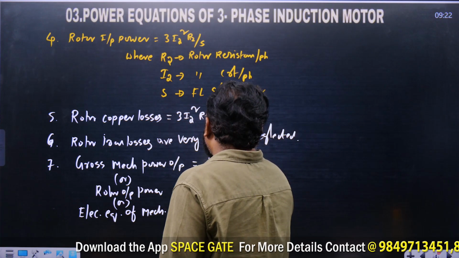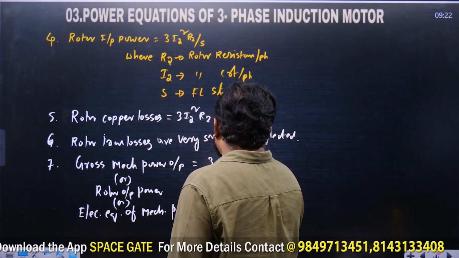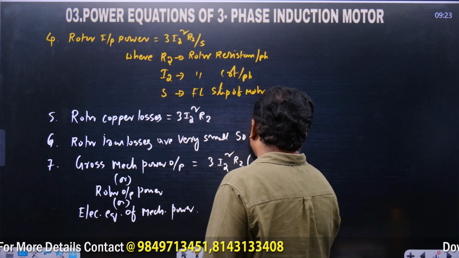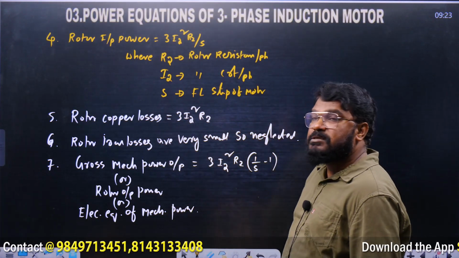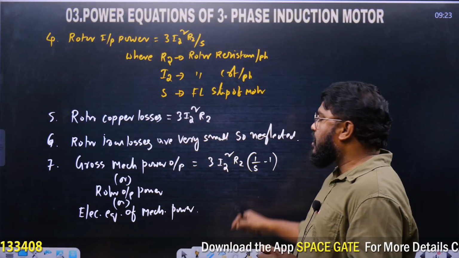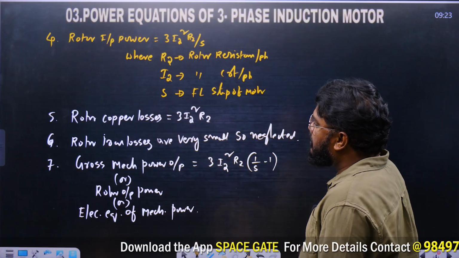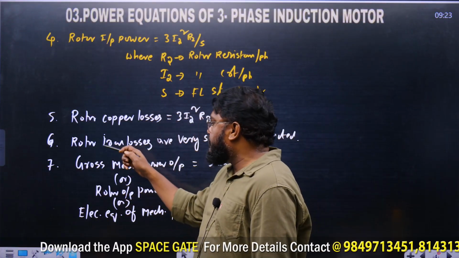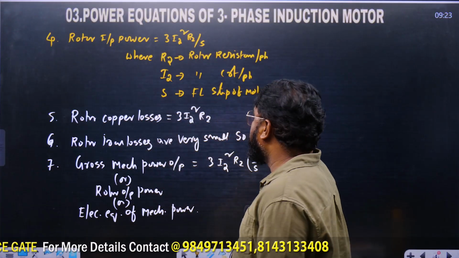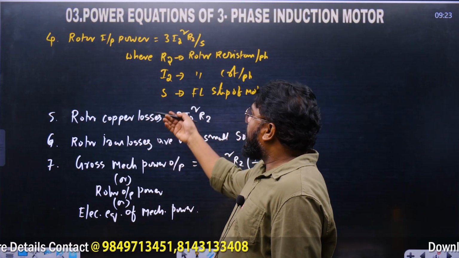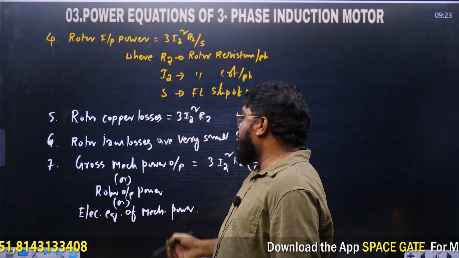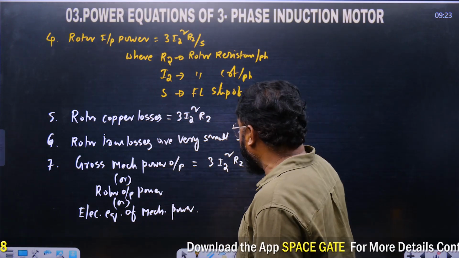And how do we calculate this one? It is 3 I2 square R2 into (1 by S minus 1). This is the gross mechanical power output, where I2 is the rotor current per phase and R2 is the rotor resistance per phase. Now sometimes we have a question on the rotor copper losses and the gross mechanical power output in terms of the rotor input power.